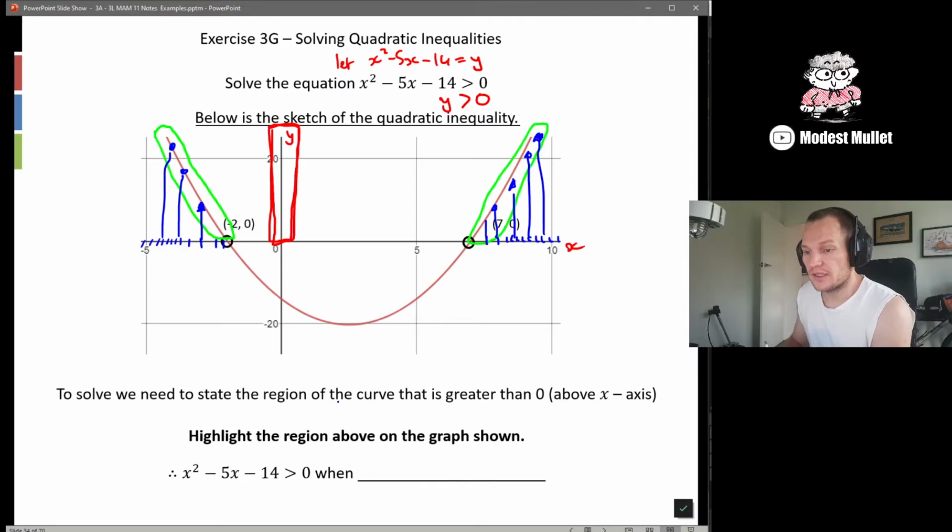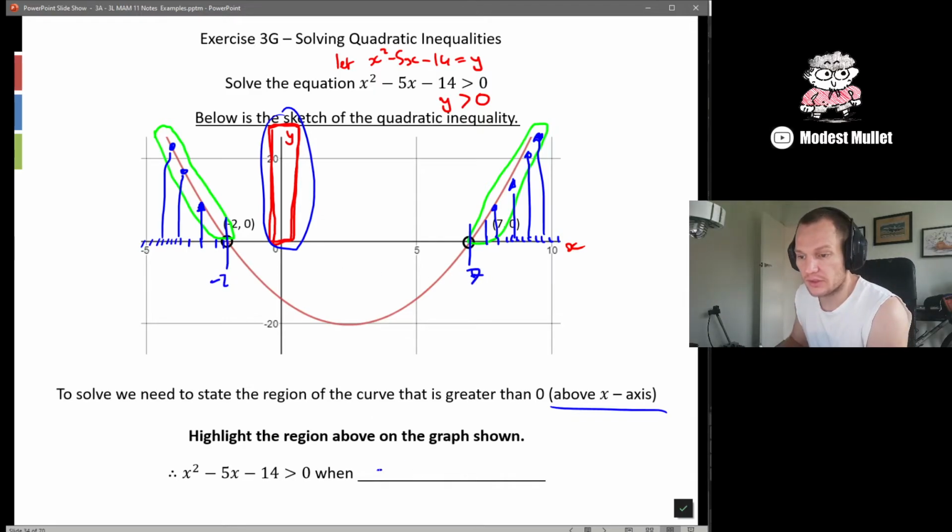So to solve, we need to state the region of the curve that is greater than 0. As we can see, it's above the x-axis, so it's talking about this bit here. We need results of y greater than 0, or above the x-axis. So when does that occur? That was at 7 and this is at -2. So it occurs when x is less than -2 and also when x is greater than 7.